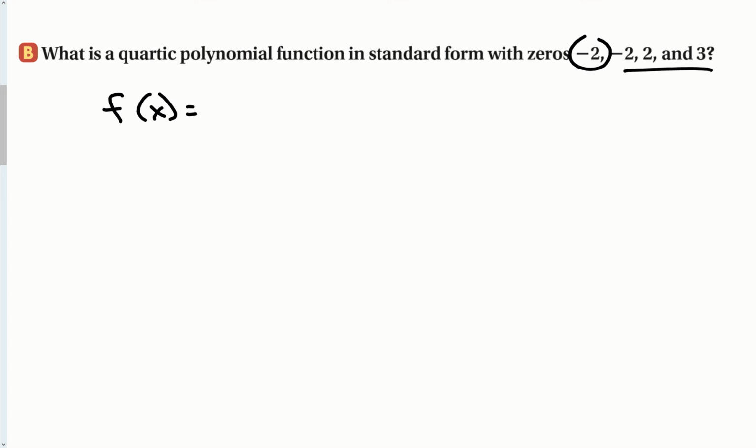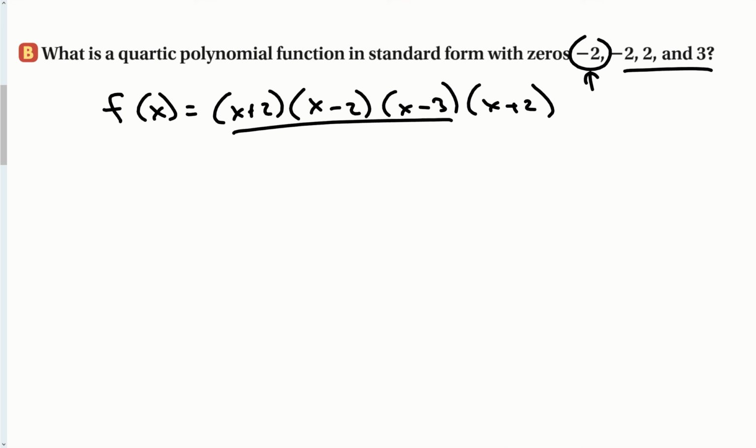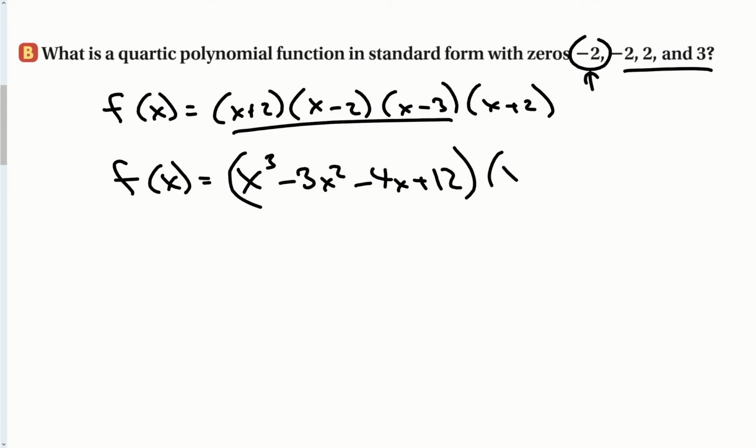So my function would be x minus 2 times x plus, let's write it the way we did up there, x plus 2 times x minus 2 times x minus 3, and then this one more x plus 2. Now I already know when I multiply these three together, I get the answer that I just got in the last problem, x to the third minus 3x squared minus 4x plus 12, and I can just take that and distribute it to x plus 2 to get my answer.